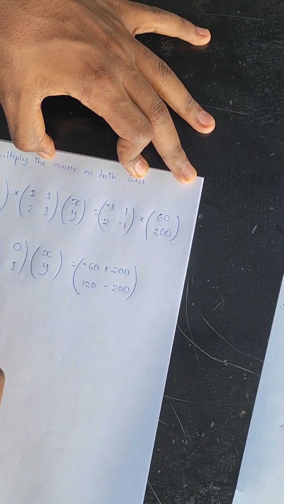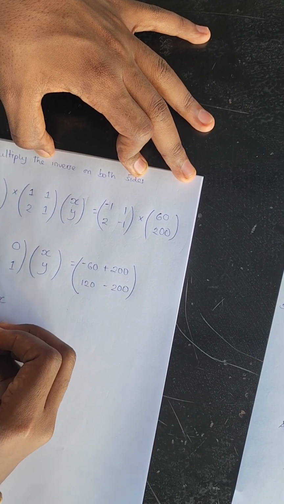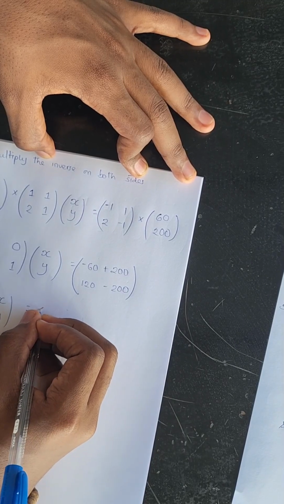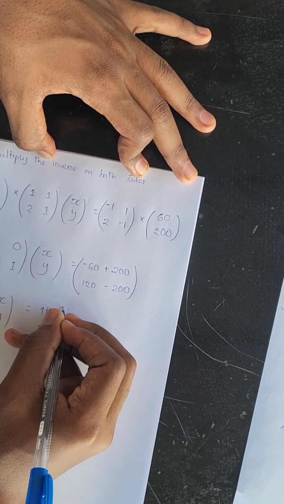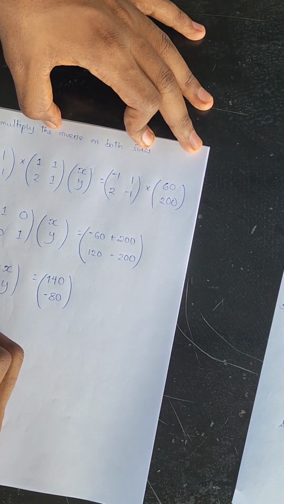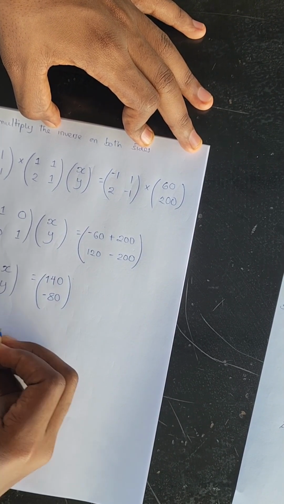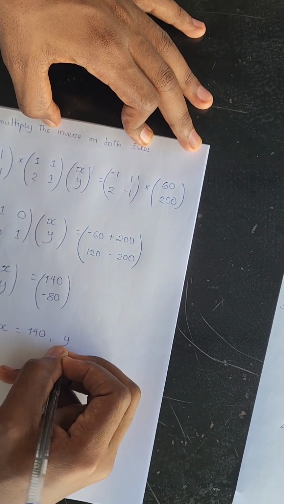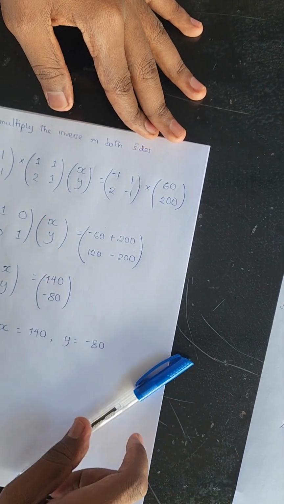Okay, so anything times the identity matrix equals itself, so x y equals, if you compute here, you get 140, 80. So the answer: x equals 140, y equals 80. That's the solution for this question.